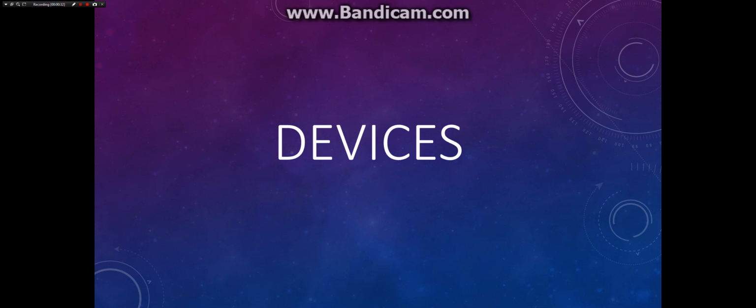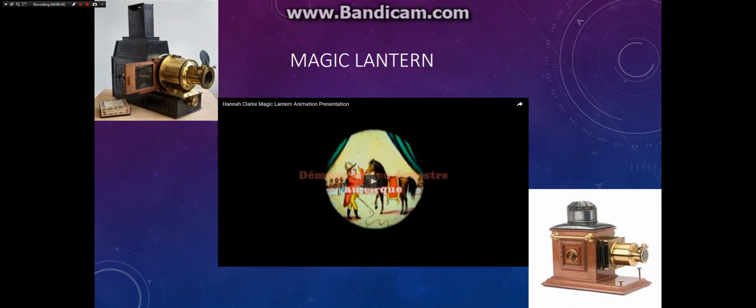On we go to devices. First up, Magic Lantern. It was one of the first devices ever made to project images. The Magic Lantern is an early predecessor of the modern day projector. It consisted of a translucent oil painting, a simple lens, and a candle or an oil lamp. In a darkened room, the image will appear projected onto an adjacent flat surface. It was invented in 1420 by Giovanni de Fontana, and it is a device.